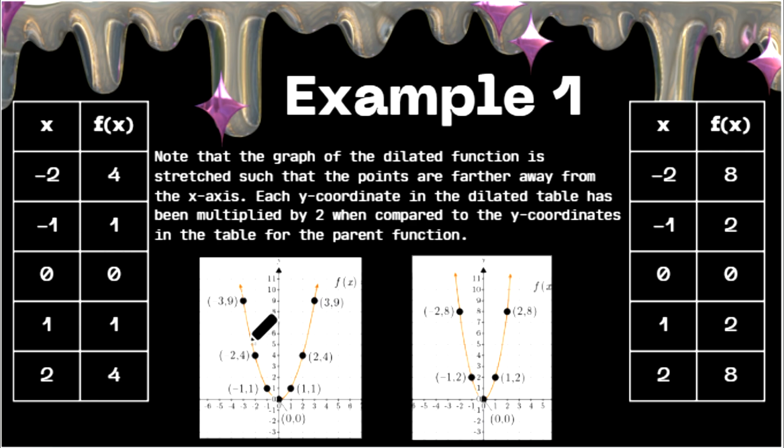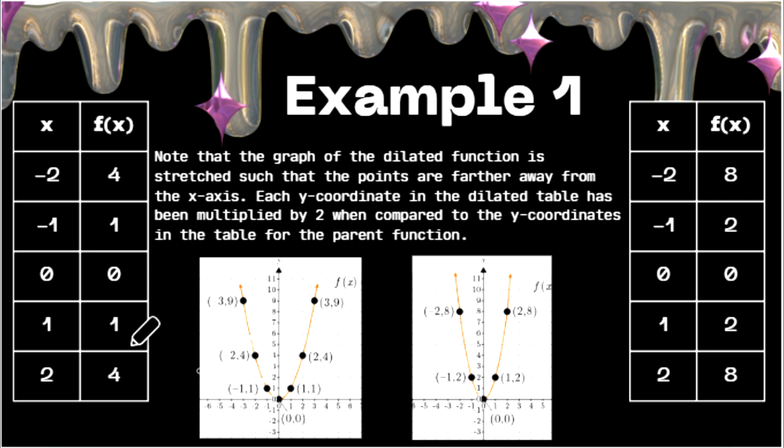So here's our values. Here's our graphs. You can see negative 2 and 4 is this point right here, okay? So they just graphed each of these points and then connected them to make these two parabolas. Note that the graph of the dilated function, which is this one, okay, is stretched. See, it got stretched, and when you stretch a rubber band, the sides get closer. That makes sense, right? So each of these points are farther away from the x-axis.